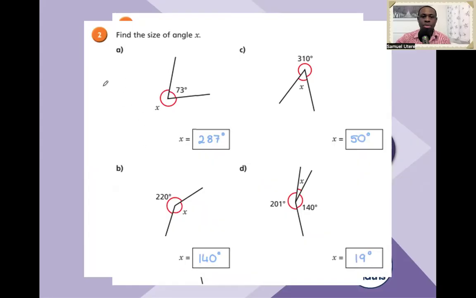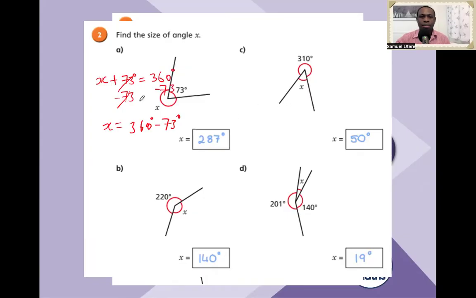I'm just going to write the process or the solution of how we got these answers. So we know, and it's important that you use this to master your equation solving skills, that this will add up to 360 degrees. So we need to do minus 73 on both sides of the equation. So X will be 360 degrees minus 73 degrees. That's how we got this.